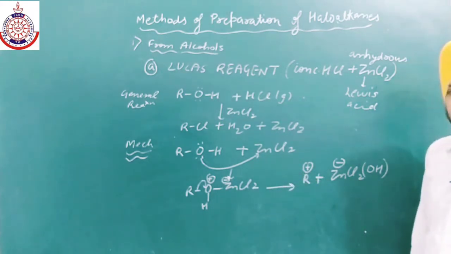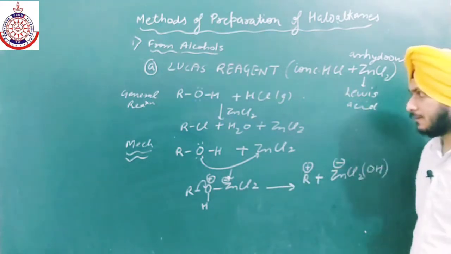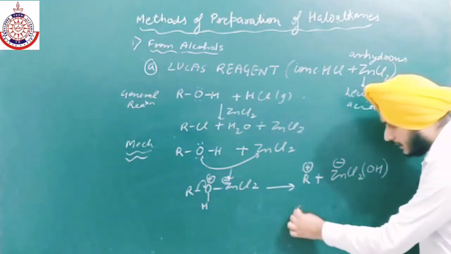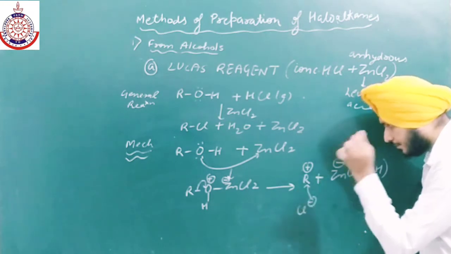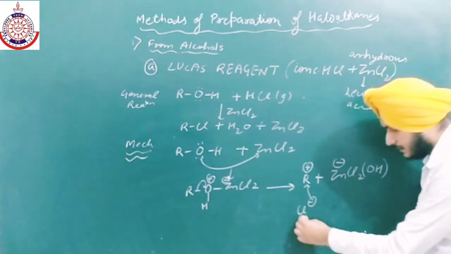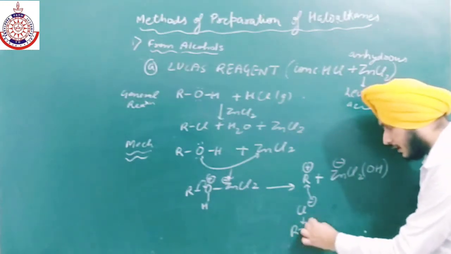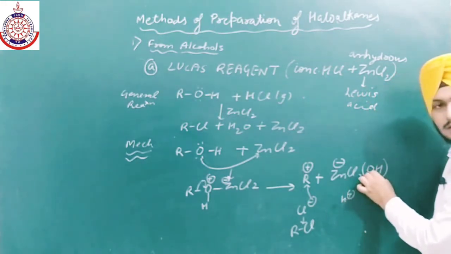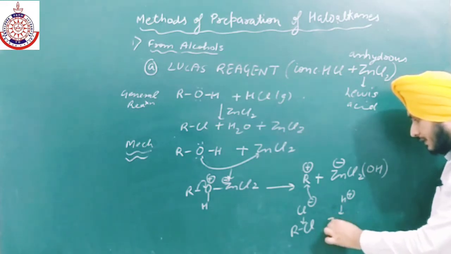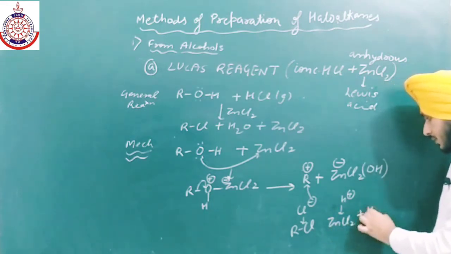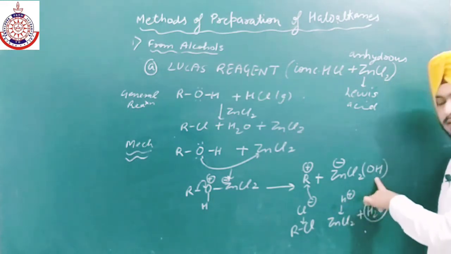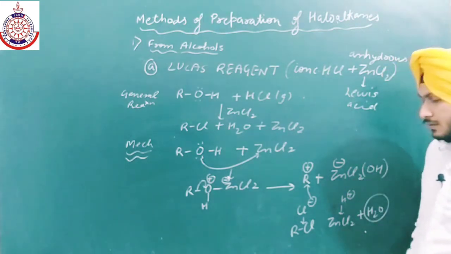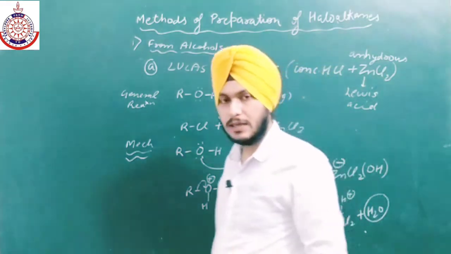Now the second step is the attack of HCl, and HCl will dissociate as H positive and Cl negative. So Cl negative will attack over here in a nucleophilic substitution reaction, and we will get the product RCl, and the H positive will attract this OH. Okay, and we will get ZnCl2 plus H2O. This H positive and OH negative will form a water molecule, and we will get the product. This is the actual mechanism.